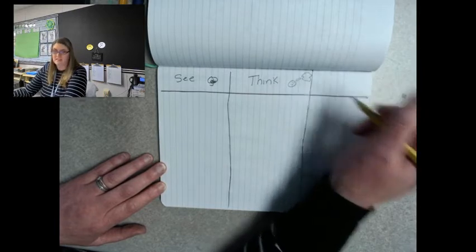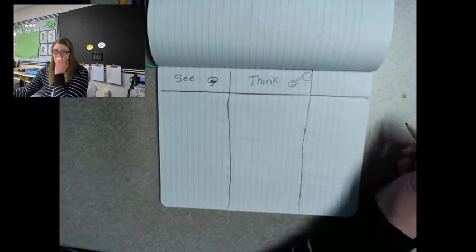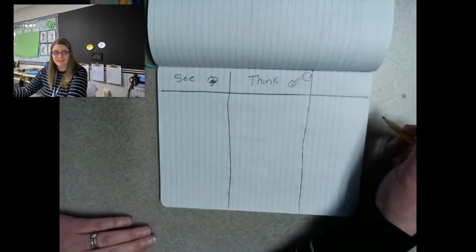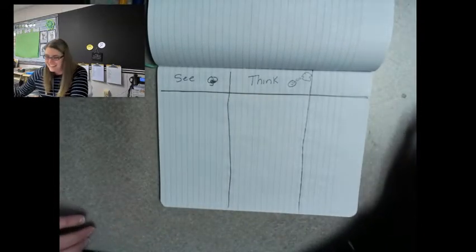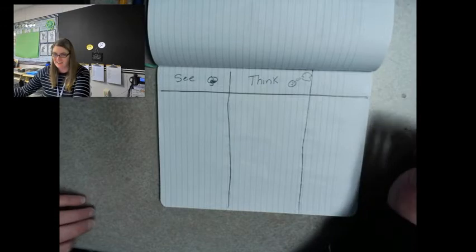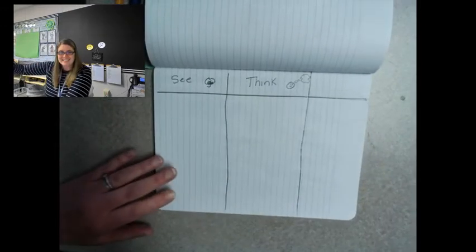Oh, that's not a good looking thought bubble. I might have to have Miss King come help me with my art. Miss Holscher needs to help me with measurement, and Miss King needs to come help me with my art. It's a good thing I do the science, right? You can make lots of mistakes in science.